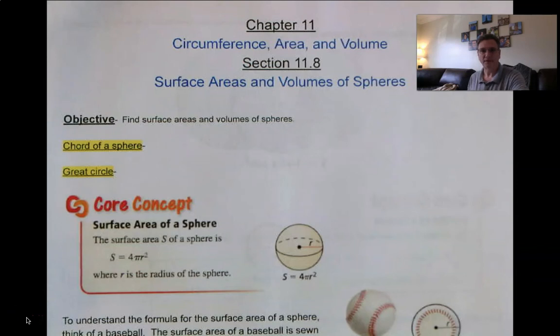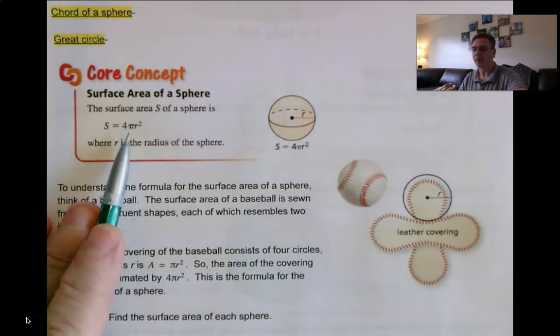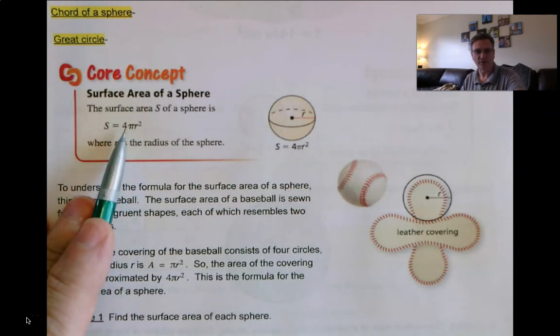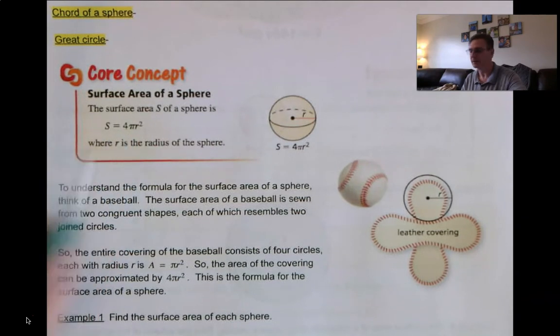Hello everyone, section 11.8, surface areas and volumes of spheres. I want to show you where the surface area formula for a sphere comes from. The surface area formula is 4 pi r squared. Pi r squared is the area of a circle, so where do these 4 circles come from that make up the surface of the sphere?